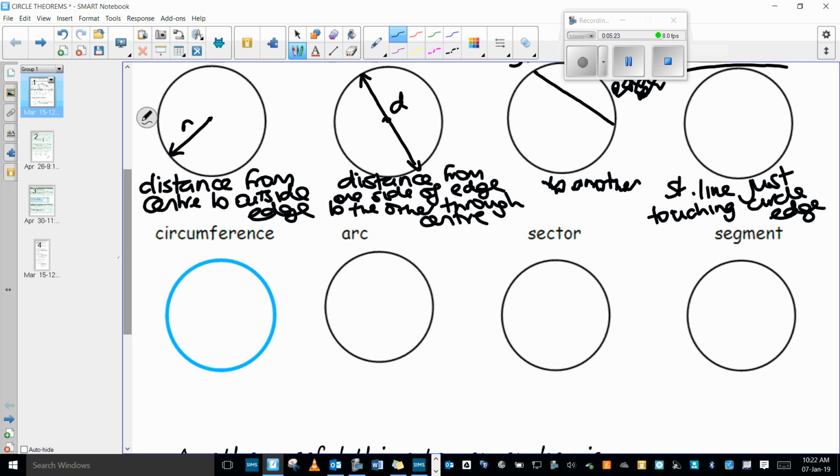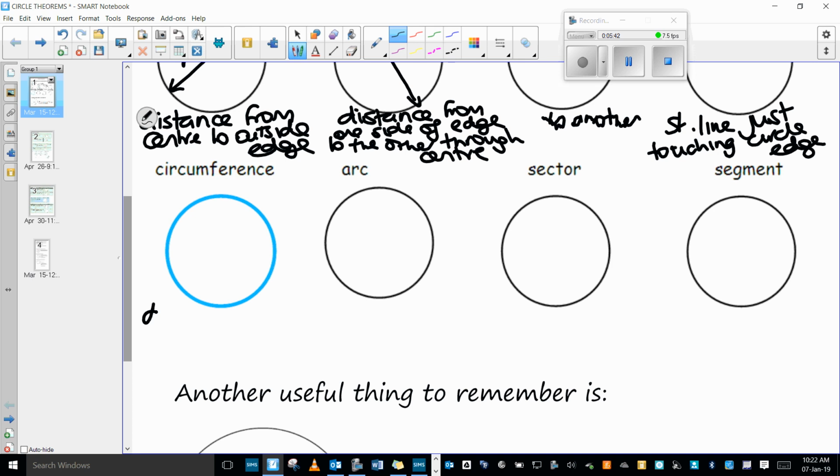Now, all of these descriptions, I probably should have done this one earlier, because we keep saying circle edge, circle edge, circle edge. That circle edge is known as the circumference. So I've done that for you in blue, so you can see that's what the circumference is. The circumference is the distance around the outside. Can we just say outside the circle? Sure. And you can also, I'm putting in brackets here, perimeter, because the perimeter of a shape is the distance around the outside.